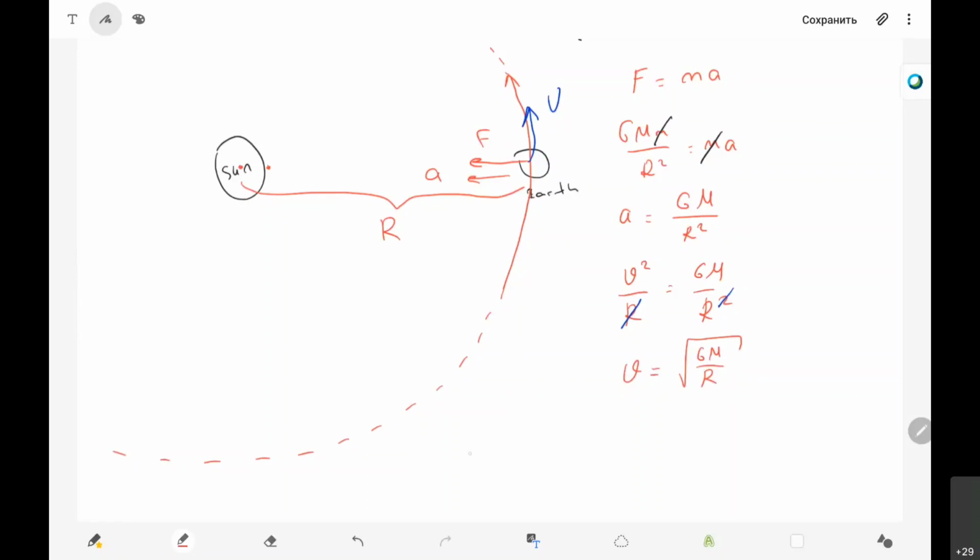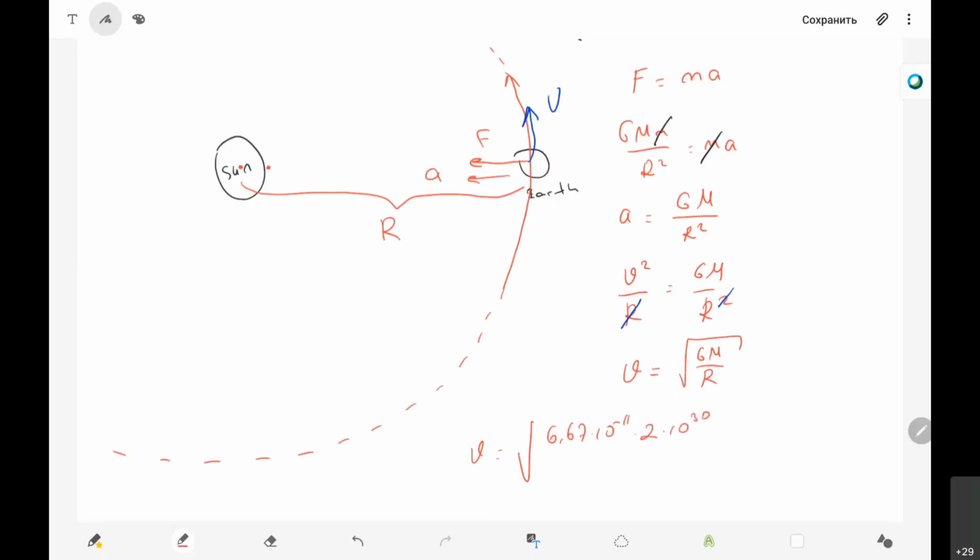So let's find this velocity. 6.67 times 10 to the power of minus 11. We can quickly Google and find the mass of the Sun. Let me find it. Mass of the Sun, it's approximately 2 times 10 to the power of 30 kilograms.